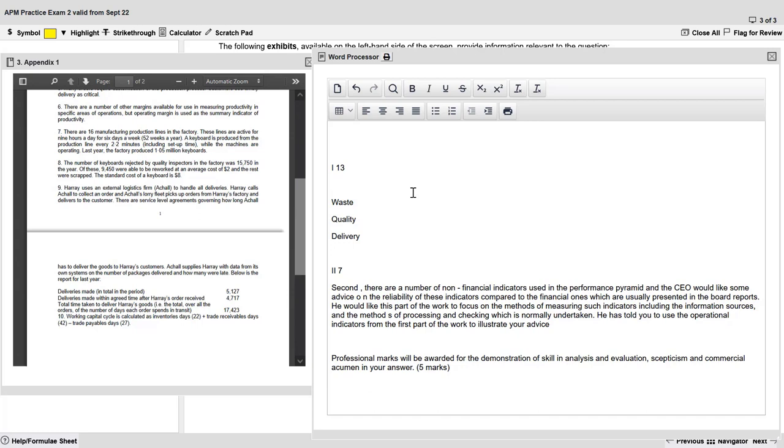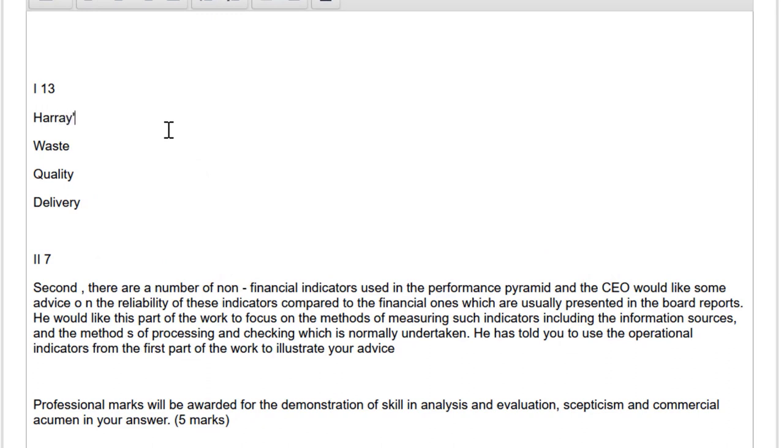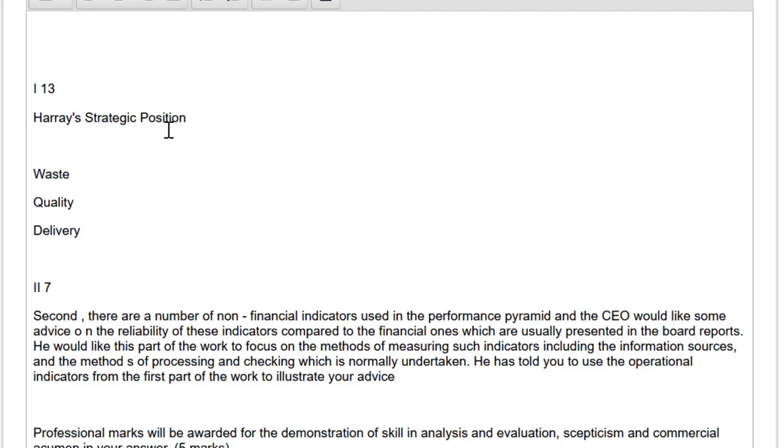Now that I'm crafting my answer, we are talking about the performance pyramid. Let me demonstrate my technical knowledge. Let me frame my evaluation in the context of this company, and let's use all available information from the exhibits in the development of our answer. So I'm going to start off with a quick discussion of the strategic position of this company, because the performance pyramid is about creating a set of metrics that are aligned with the company vision. I'll develop two or three sentences around this idea of alignment with the vision.